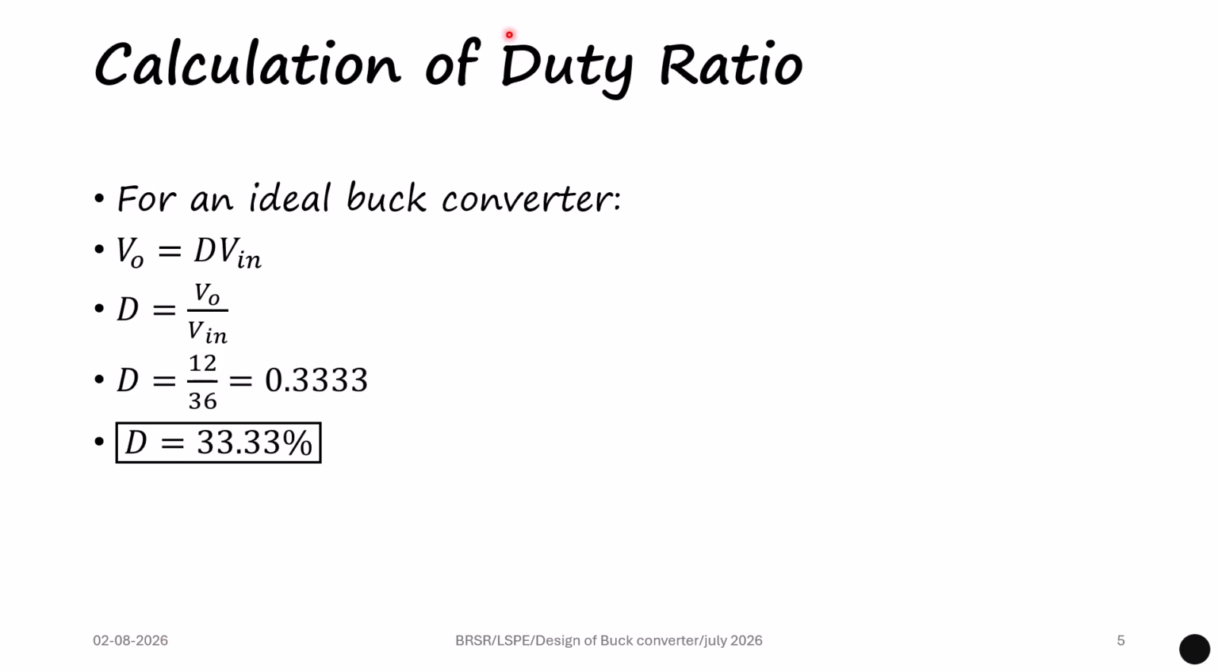Let us now calculate the duty ratio. The duty ratio is given by output voltage by the input voltage. Here the output voltage is 12 volts, input voltage is 36, and so the duty ratio is 0.3333, which is 33.33%. Using this, we will be calculating the value of inductor and the capacitor, because in the formula of inductor and capacitor the duty ratio is involved.